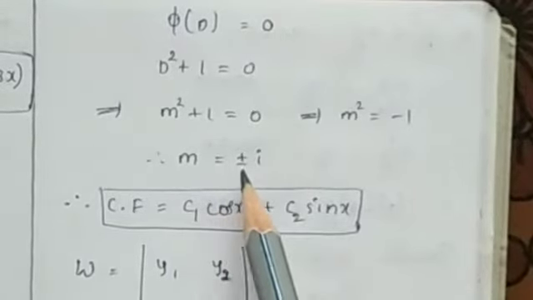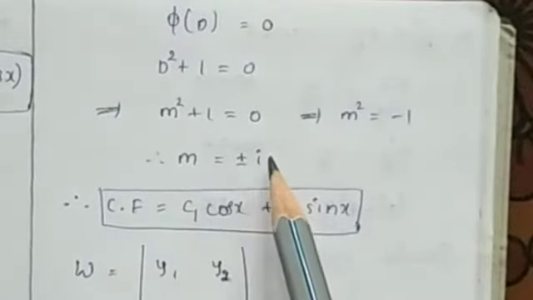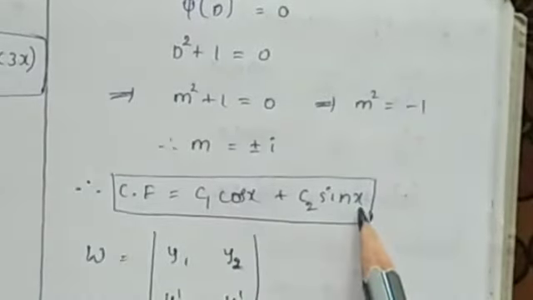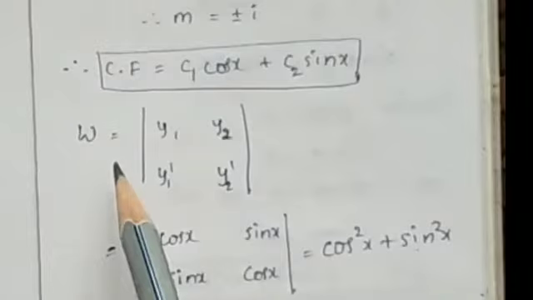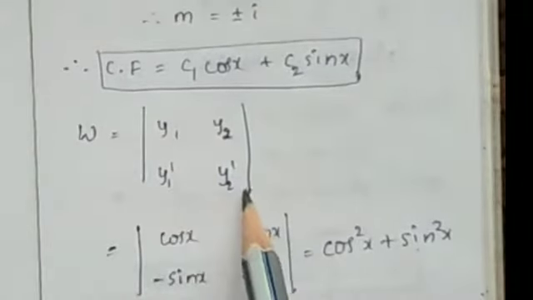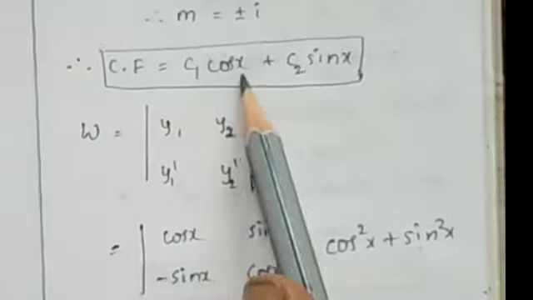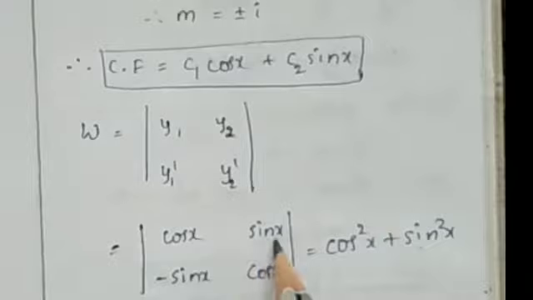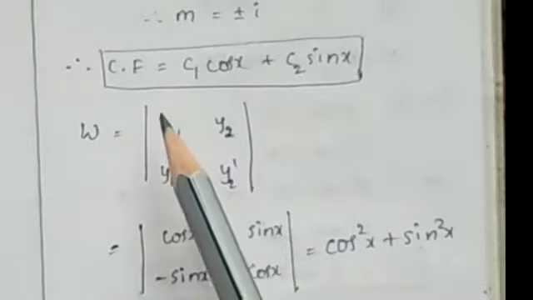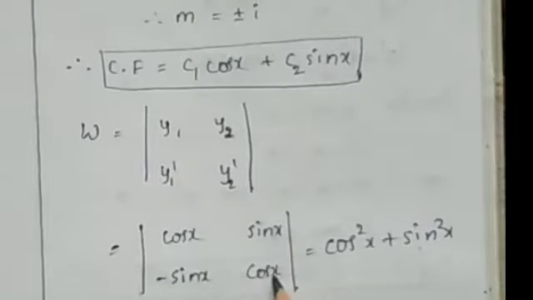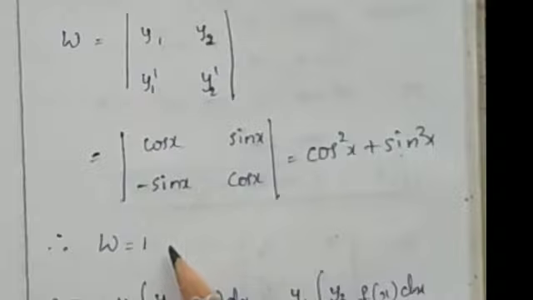You get m equal to plus or minus i. You get imaginary roots. So the complementary function is c1 cos x plus c2 sin x. Then we find W, which is the determinant of y1, y2, y1 dash, y2 dash. y1 is cos x, y2 is sin x. y1 dash is the differentiation of y1, so cos x differentiation is minus sin x, and sin x differentiation is cos x. Then you get W equal to 1.